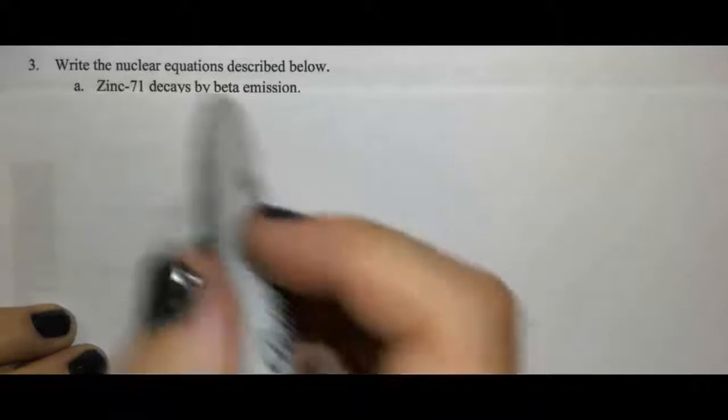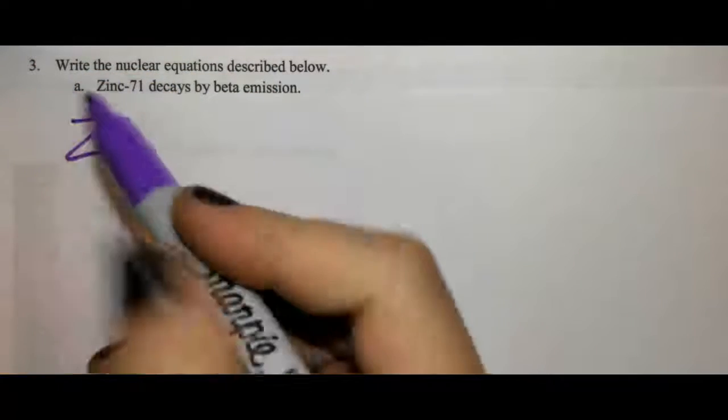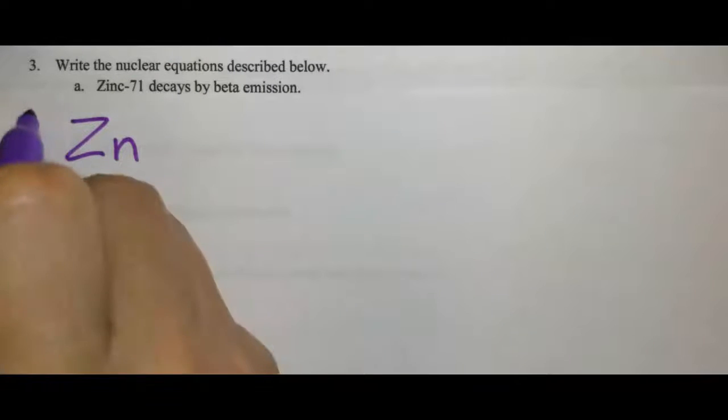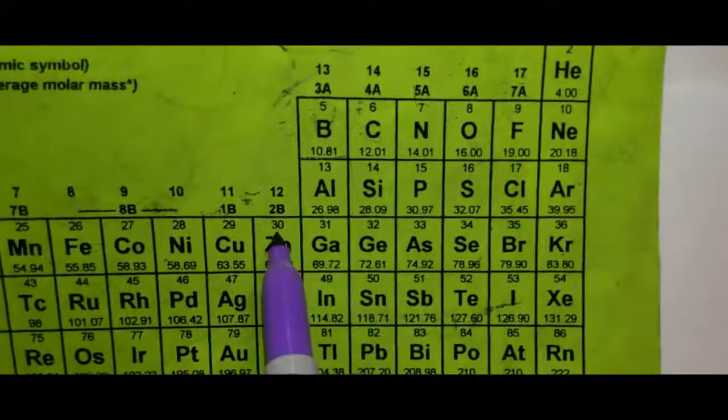The nuclear equation. First we have to take this and write it in its shorthand symbolic form. So we're going to write zinc. The mass number is 71, and so we're going to place the mass number at the top. And then at the bottom we need the atomic number from the periodic table, which for zinc is atomic number 30.